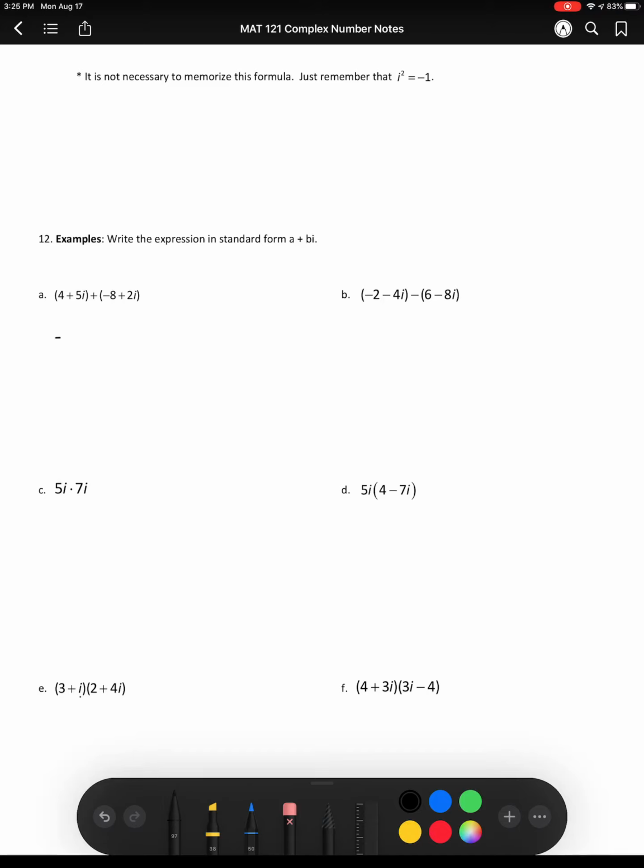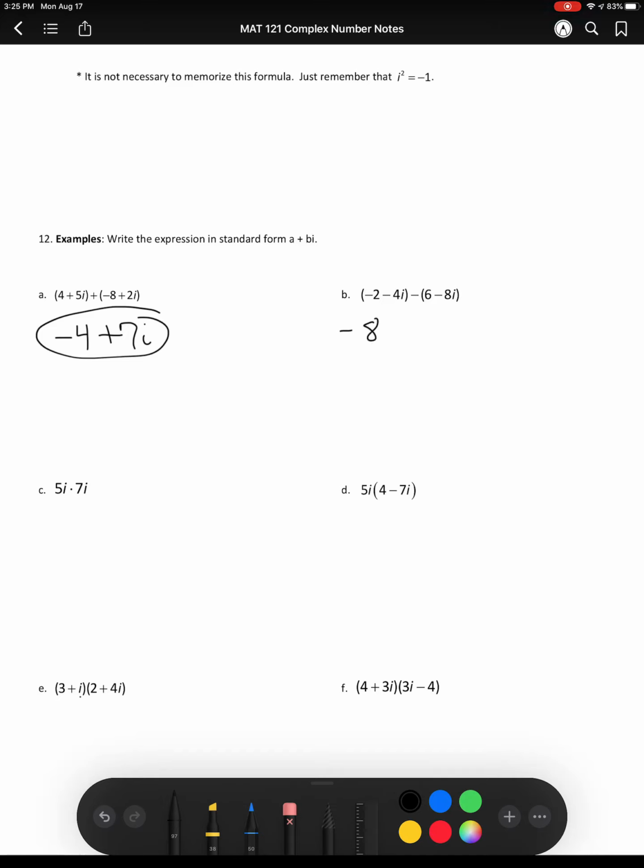All we do is we add the real parts, 4 and negative 8, which is negative 4, and then add the imaginary parts. 5i plus 2i is 7i. And if we subtract, same thing, negative 2. So this is the quantity negative 2 minus 4i, minus the quantity 6 minus 8i.